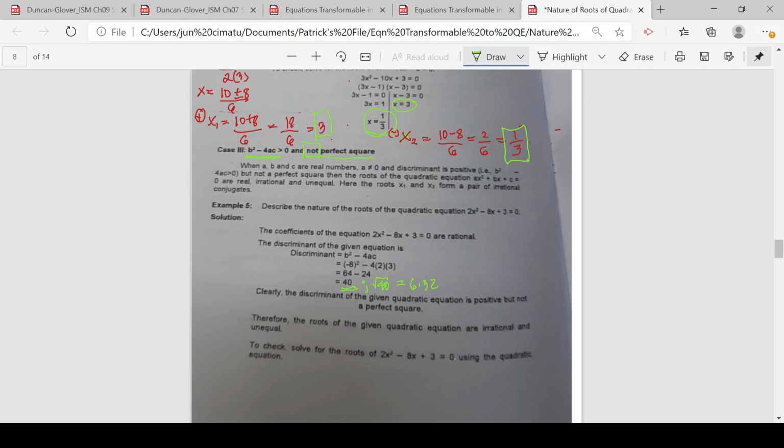So, ito yung isang klase ng roots na quadratic equation, the perfect square. Okay. So, anong lalabas na sagot ng quadratic equation? Irrational and unequal.